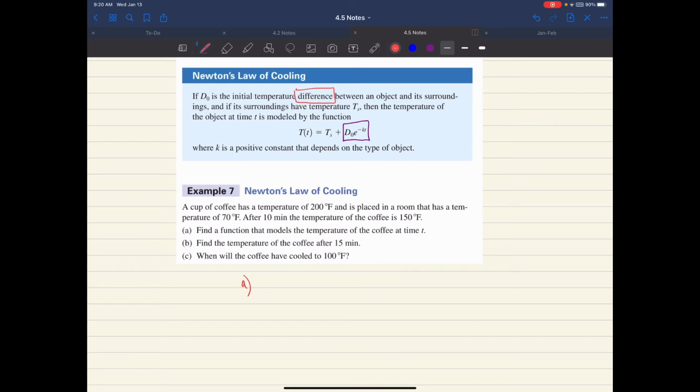So in that, it says the temperature of the room is 70 degrees. So the temperature difference, so I have to do that first, is going to be the difference between the temperature of the coffee, subtracting 70, which is the temperature of the room. So D sub 0 is 130. And that's degrees Fahrenheit.